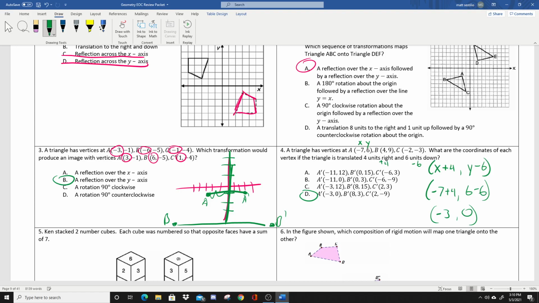If that didn't make any sense, you could graph this and then move each point. So you could graph this point here and move it 4 right, down 6, and you'll end up at this point. Luckily there's no other choice that has negative 3, 0.